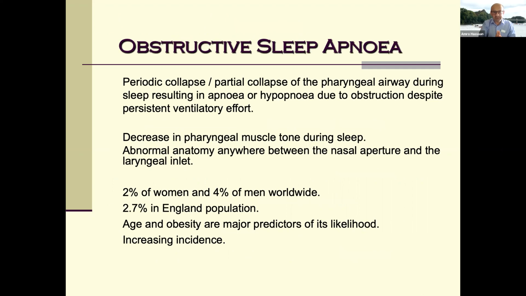So, obstructive sleep apnea, in essence, is obstruction of the airway with persistent ventilatory effort. So you're trying to breathe, but the airway is collapsing or obstructing. The soft part of the airway is actually between the tip of the nose and the laryngeal inlet. So obstructive sleep apnea can happen anywhere in that area. It affects a lot of people, 2% of women, 4% of men worldwide. In England, it's approaching 3%, and it's getting worse because we are becoming increasingly obese.